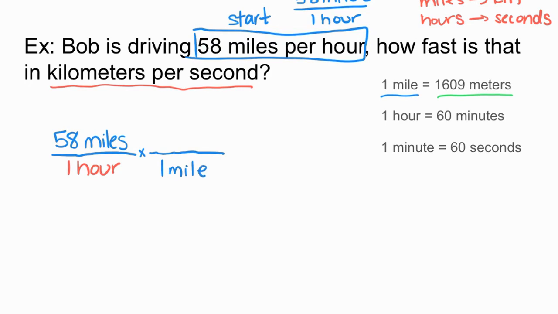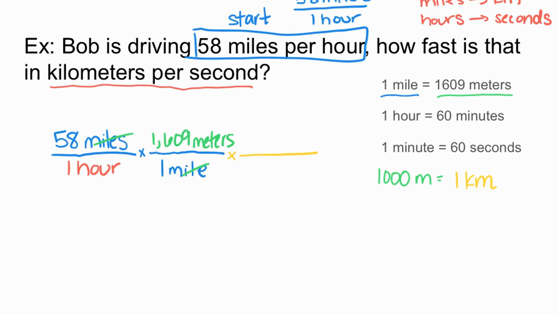And then I'm going to put the 1,609 meters on the top. So miles cancels, and I'm left with meters. Now that I'm in meters, I can use my kilometers. So take a moment and think about from yesterday, what's the relationship between meters and kilometers? Hopefully you remembered that there are 1,000 meters equal to 1 kilometer. So I can use that next.